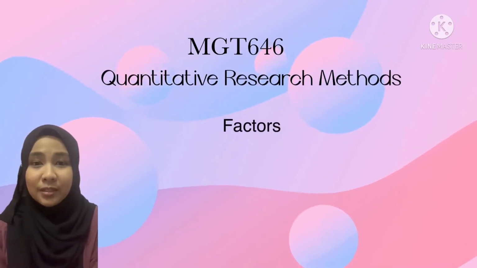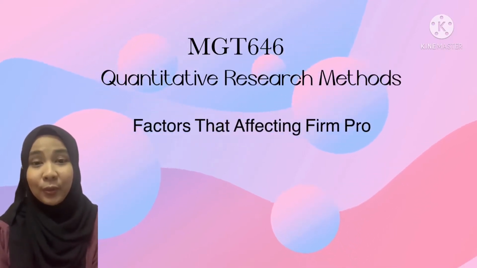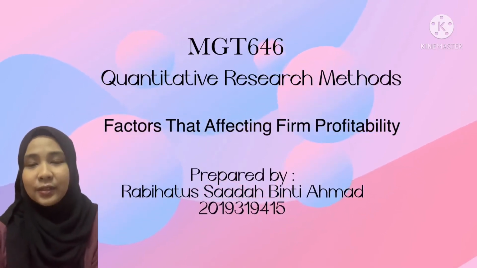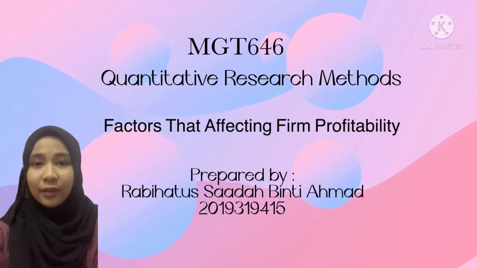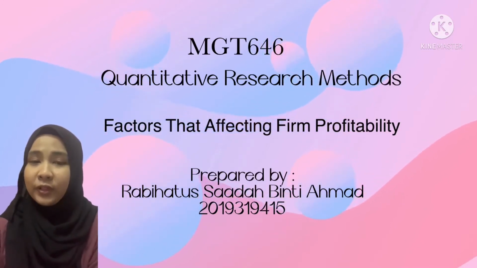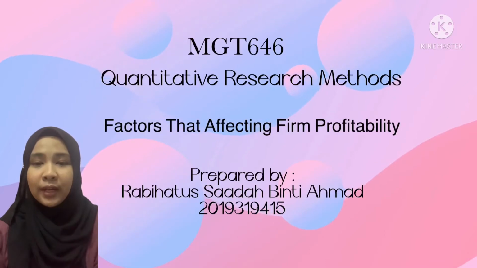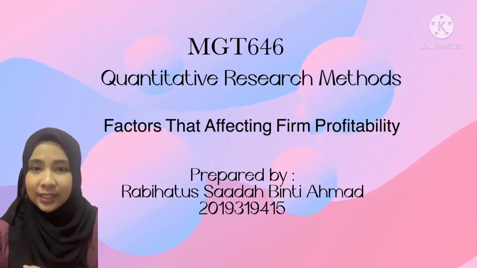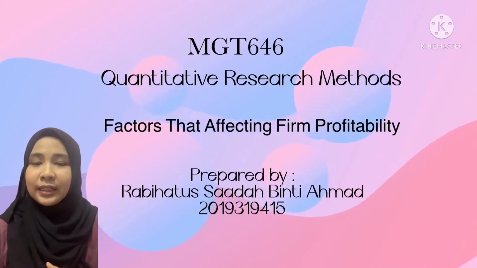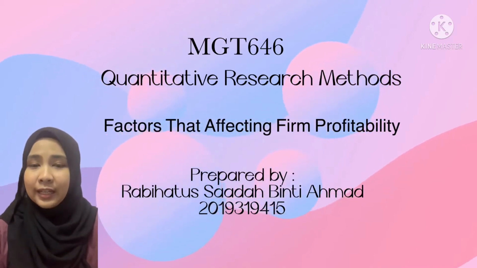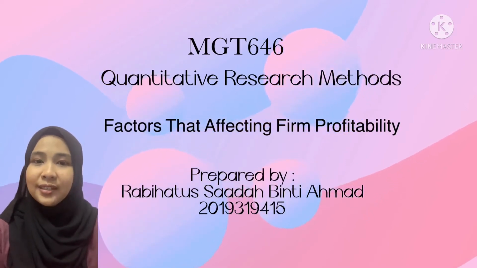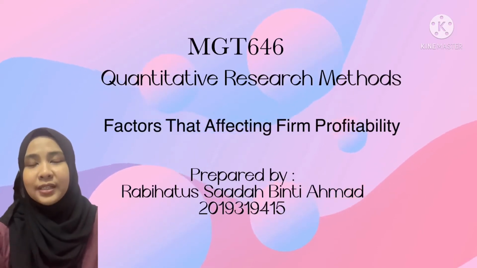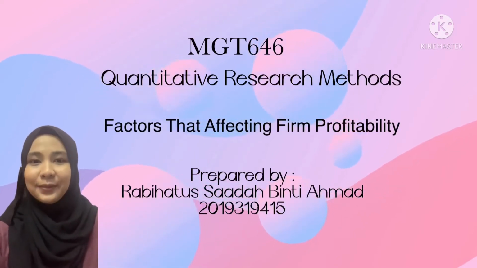My metric number is 2019310415. Today, in this video, I would like to talk and explain the research report based on the topic factors that affect firm profitability. In this video, there are 5 chapters that I would like to explain: the first one is introduction, literature review, data and methodology, findings and analysis, and the last one is conclusion and recommendation. So, without wasting our time, let's move to the first chapter, which is introduction.